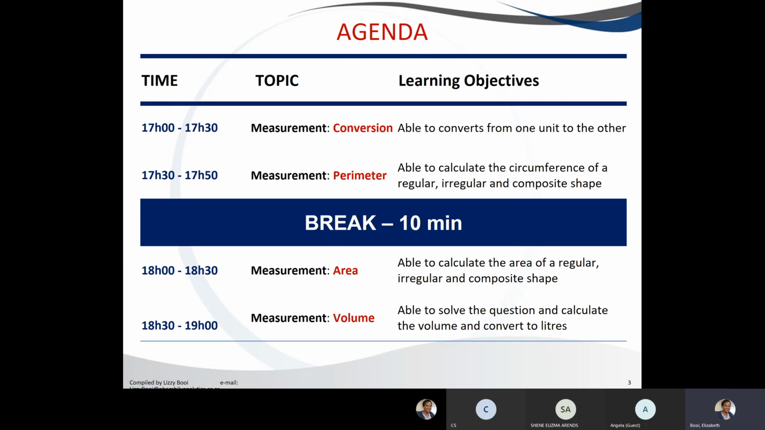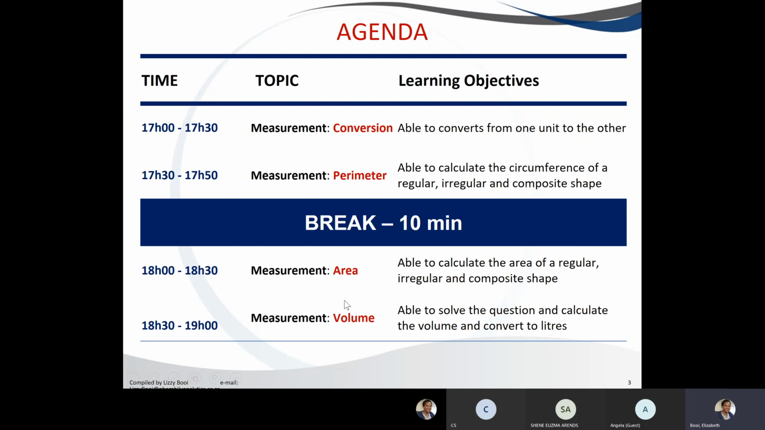I will show you how to convert from one unit to the other. Then we're going to do some measurement calculations where we look at the perimeter or the circumference of a shape, whether a regular or irregular shape. Then, because it's a 2-hour session, I prefer us to take a break around 10 to 6, and we'll come back at 6 o'clock and do the area, and then later on do the volume.